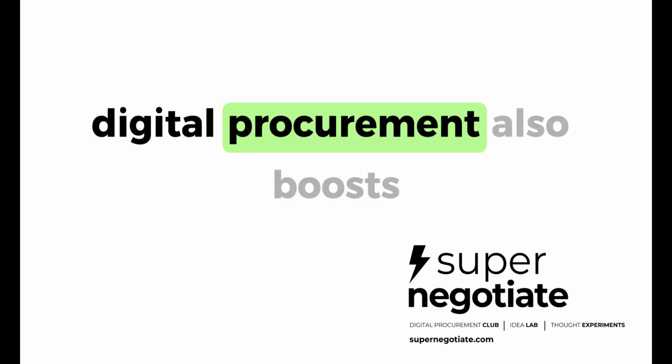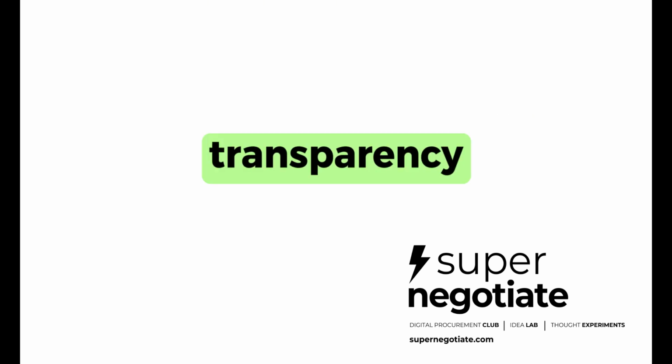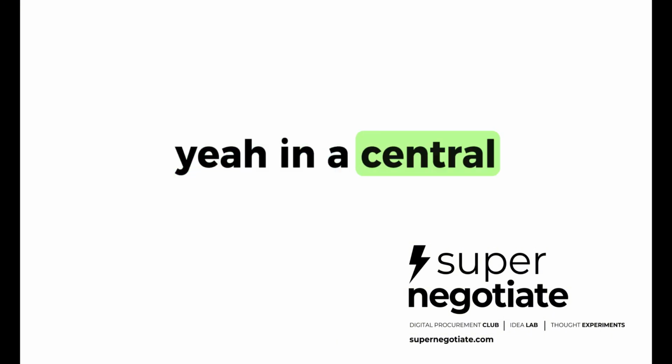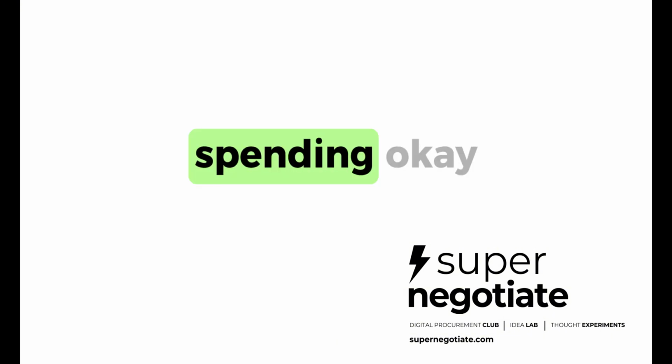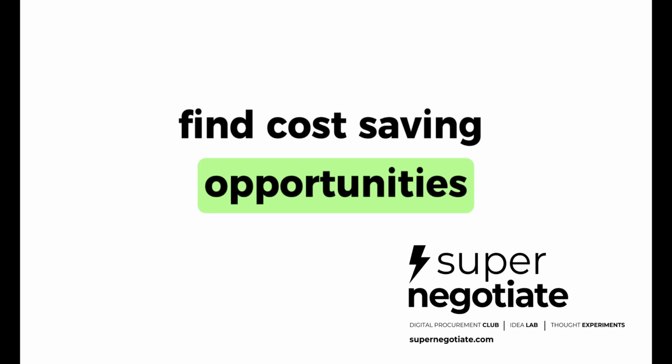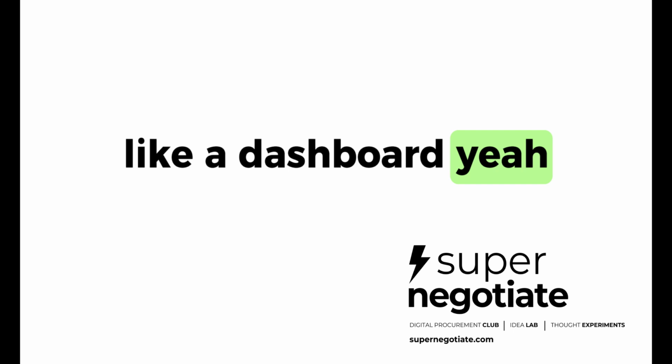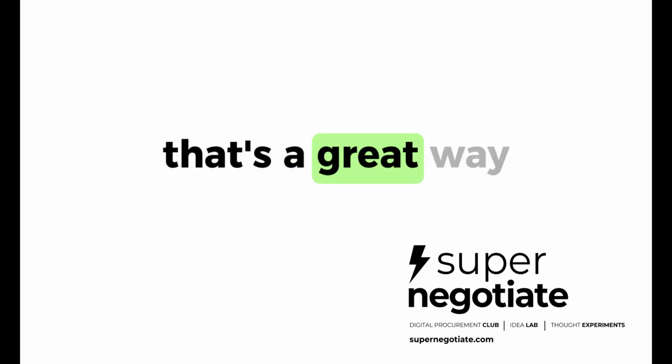Digital procurement also boosts transparency and accountability. Because you've got all that data in a central system, you can track your spending, find cost-saving opportunities, and make sure you're compliant with all the rules. Like a dashboard for your whole procurement operation. That's a great way to put it.